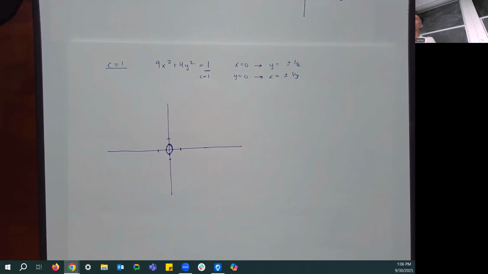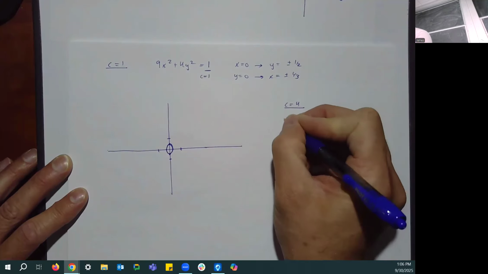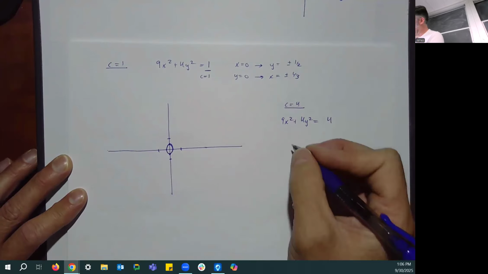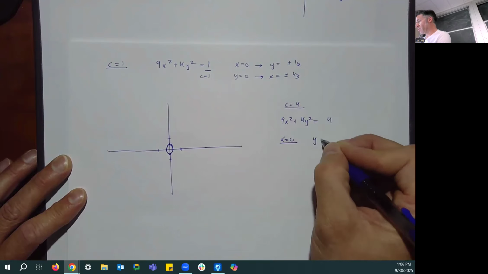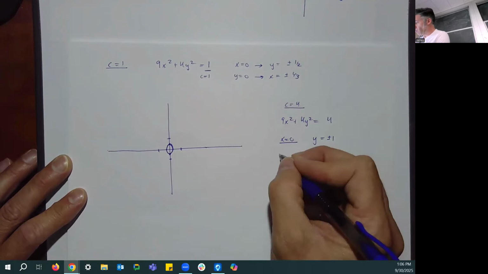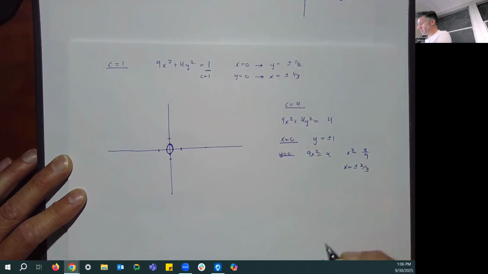Okay, let's pick another choice that seems smart. I don't want to pick 2. I probably want to pick something like 4. So c is equal to 4. Let's see what we get. We have 9x squared plus 4y squared equal to 4. If we set x equal to 0, we're going to get 4y squared equal to 4, y squared equal to 1, y equal to plus or minus 1. We set y equal to 0, we're going to have 9x squared equal to 4, x squared equal to 4/9, x equal to plus or minus 2/3. So getting a little bit better.